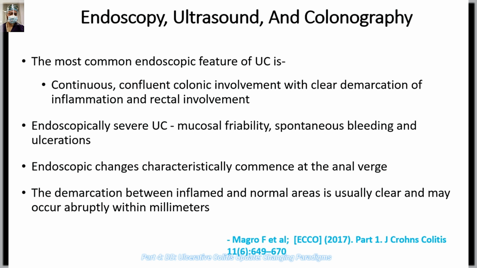Endoscopically, severe ulcerative colitis will show mucosal friability, a patient having spontaneous bleeding on examination, and deep ulceration. The endoscopic changes characteristically commence at the anal verge. As I said, if the rectum is involved, think about the diagnosis of ulcerative colitis. If the rectum is not involved, don't think about the diagnosis of ulcerative colitis, or think about other pathology. The demarcation between inflamed and normal areas is usually clear and may occur abruptly within a few millimeters.